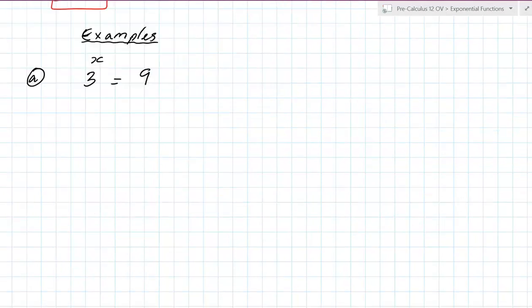A very basic example: let's start with 3 to the x equal to 9. Now most of you, or all of you, will know that 3 squared is 9. Fantastic. But I'd like to offer you another way of doing this, so that it doesn't matter what kind of exponential equation you have, this process will work.